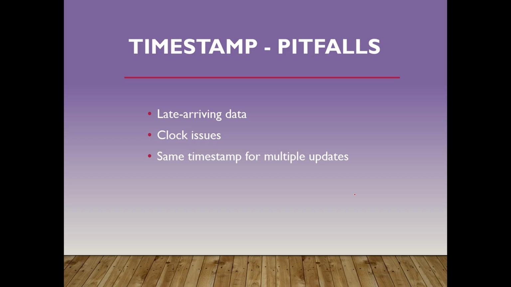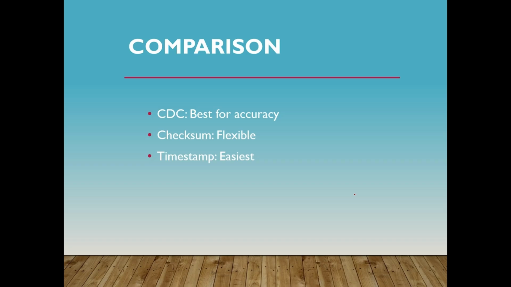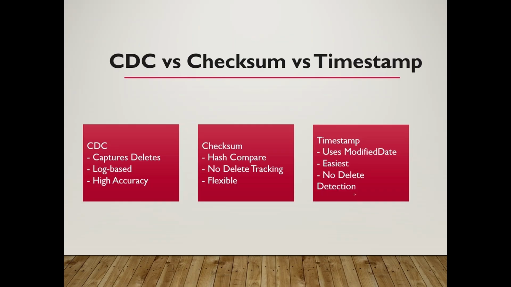Then move to the comparison. If we compare, we know that CDC is best for accuracy, checksum is flexible, and timestamp is the easiest way to load incremental data. Let's quickly compare all three. CDC captures deletes, is log based, and has high accuracy. For checksum, hash compare, no delete tracking, flexible. In timestamp, use modified date, easiest, and no delete detection.